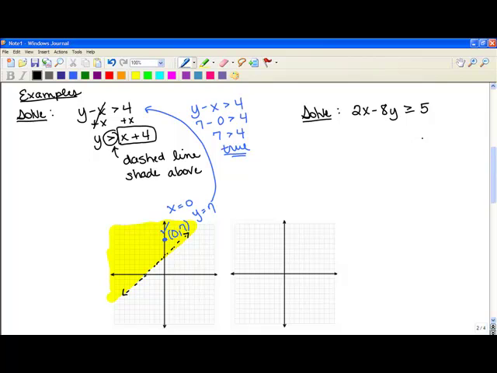The next problem is 2x minus 8y greater than or equal to 5. Step 1 is solve for y. Subtract 2x from both sides. Negative 8y is greater than or equal to negative 2x plus 5. And then divide by negative 8. I'm going to divide each term by negative 8.